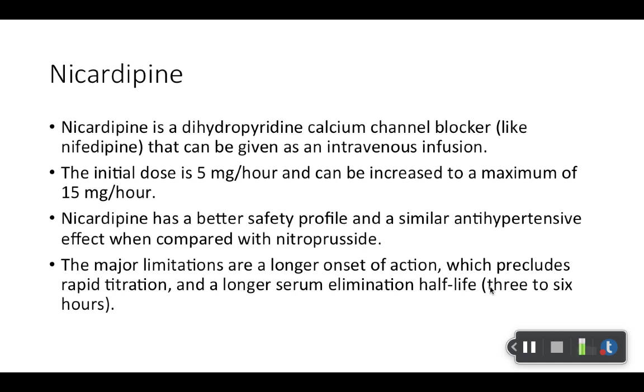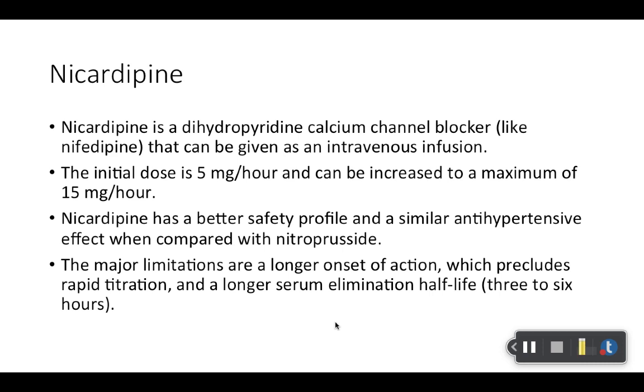Nicardipine. Like I mentioned in another presentation, this is a type of dihydropyridine calcium channel blocker that can be given IV. It's a lot safer than Nitroprusside, which probably isn't that surprising because the Nitroprusside is pretty messy, right? And this one can be used in most hypertensive emergencies. So it can be used in a pregnancy-induced hypertensive emergency as well.